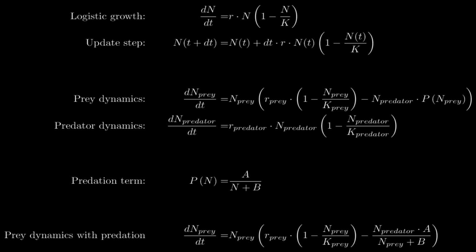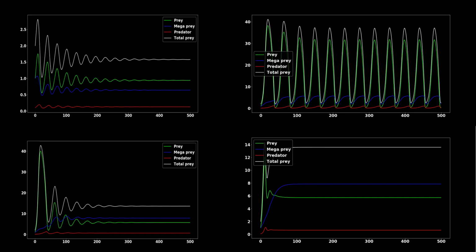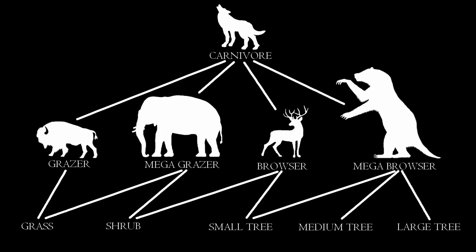With the predation term included, the full prey dynamics looks like this. Here are some examples of dynamics achieved with different settings. To model my ecosystem, I use 5 kinds of animals, 4 herbivores and 1 carnivore. The 5 vegetation types are the same discussed in the last devlog.